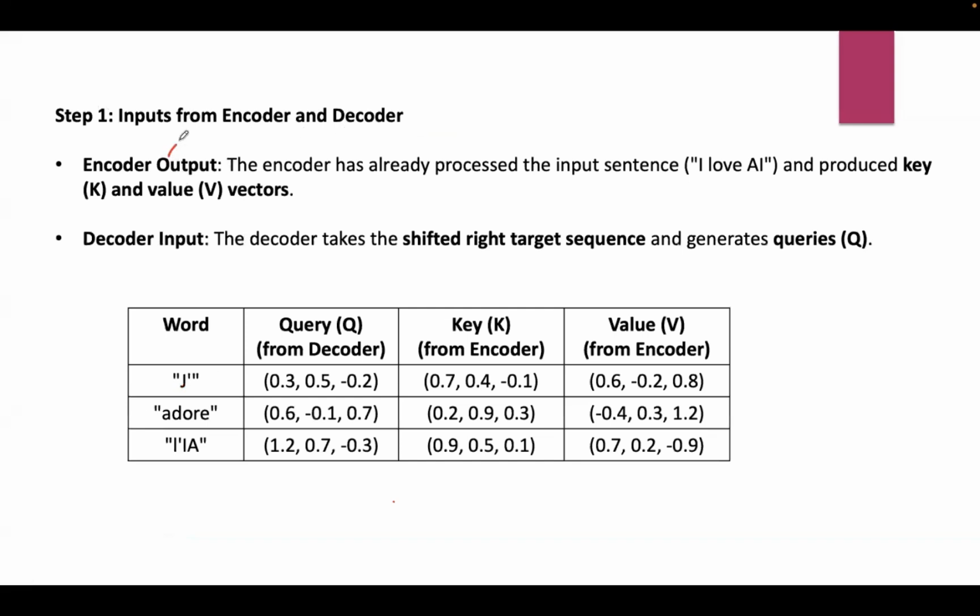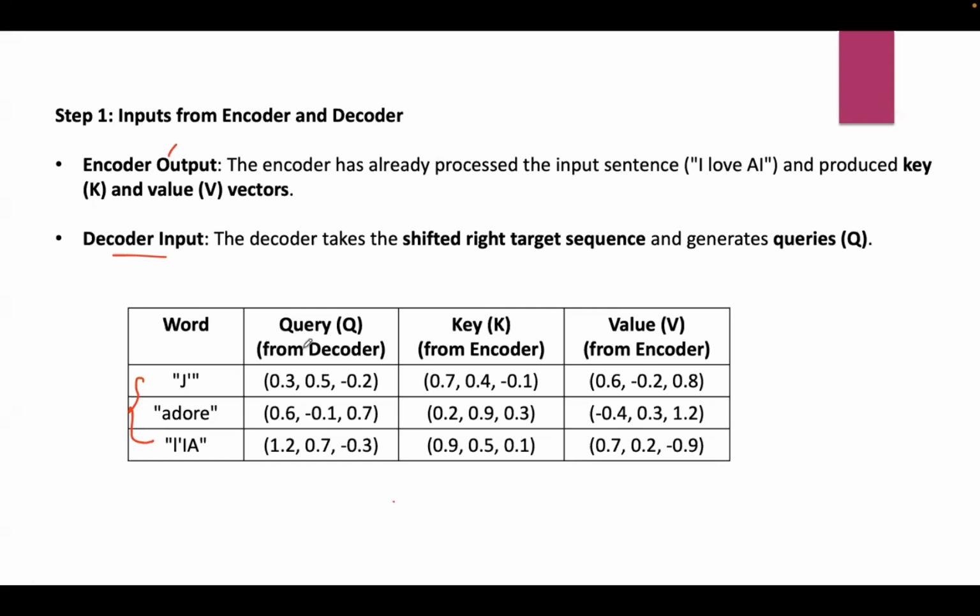First, encoder output. What is this encoder output? Here the encoder has already processed an input sentence, I love AI, right? We saw this in the encoder part, and it produced key and value vectors for each token in the input sequence. Then the decoder receives the shifted right target sequence as input, which generates query vectors for each word in the target sequence. So these are the corresponding French words for the words in the sentence, I love AI.